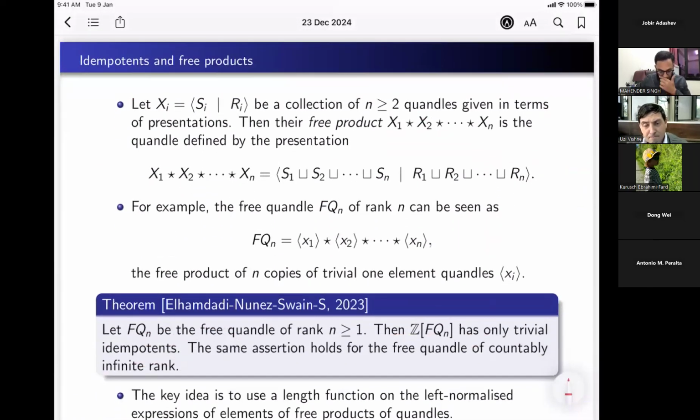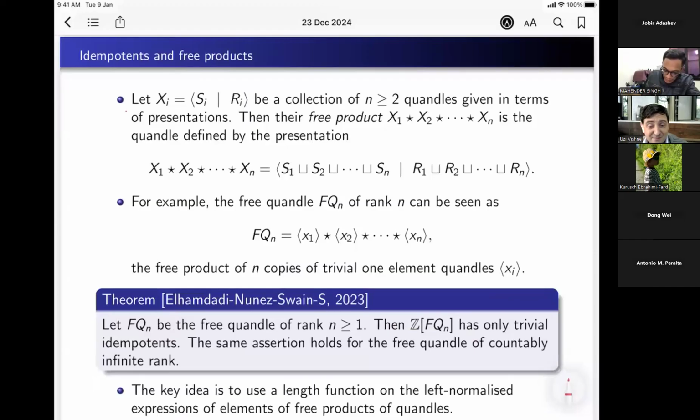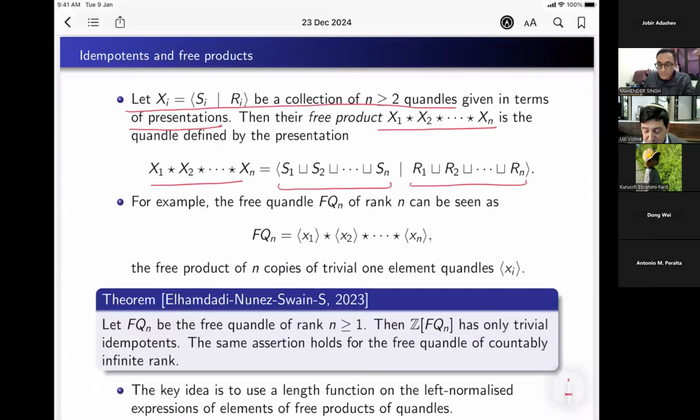All right. Thank you. So similarly, we give a complete answer to all the idempotents in the quandle ring of what are called free quandles. And the answer is particularly nice in this case. So let me just quickly recall the definition of a free quandle. Suppose you have a collection of quandles given in terms of presentation, just like groups. One can do this in the language of universal algebra. Then the free product is defined by this presentation. We add up the generators, disjoint union, and disjoint union of relators.